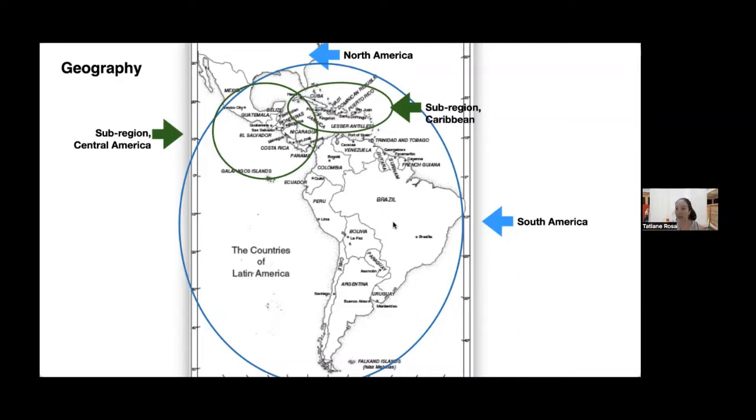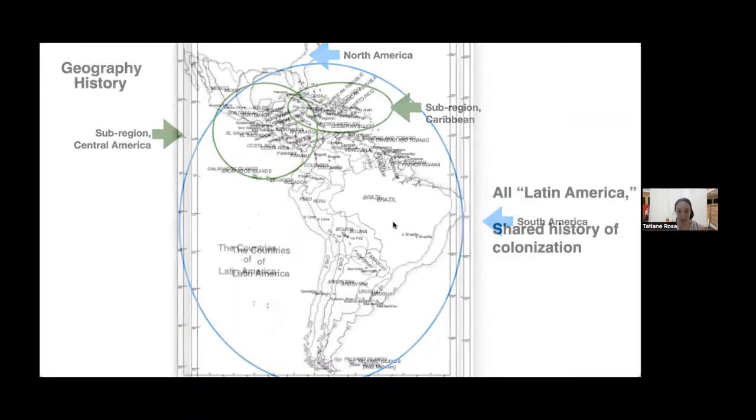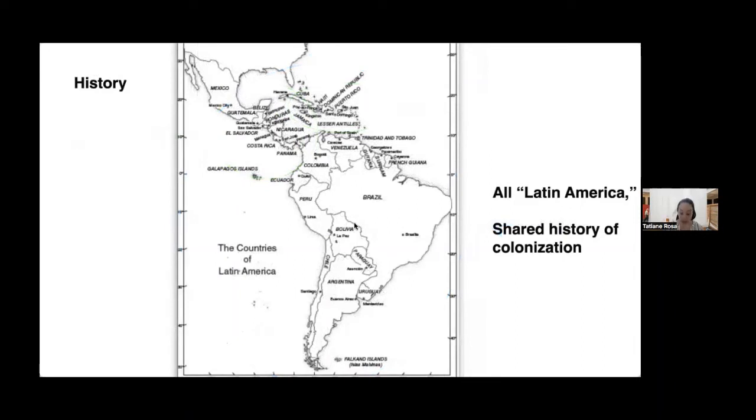But geographically, if you think of the Guianas and Belize, some people do not consider them part of Latin America because they were not occupied by Spain and Portugal, for example, and they were not colonies of these two main countries. So it's already a contested category, even if you think about history or geography.